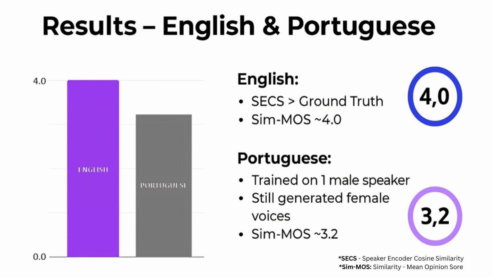Now the results. On English zero shot text to speech with the VCTK dataset, YourTTS achieved near human quality, MOS around 4.2 out of 5, and similarity scores very close to the ground truth. This actually outperforms previous state of the art zero shot TTS systems like SC Glow TTS.